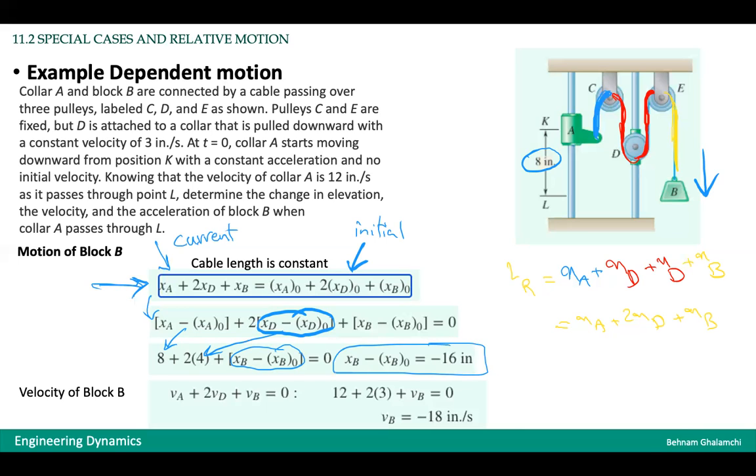Then it's asking us what is the velocity of block B. We just simply take the derivative of the first line. The right-hand side will be 0. So it's a time derivative, and it's this one. VA at this point was given, it's 12 meters per second. It was in the text. VD, we found it in the previous slide. It's 3. And then VB is unknown, so we are able to find VB as well.